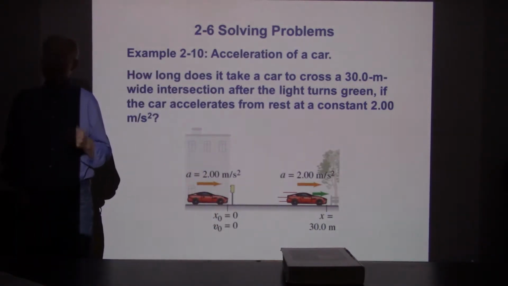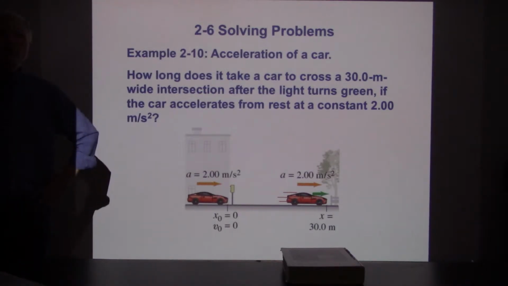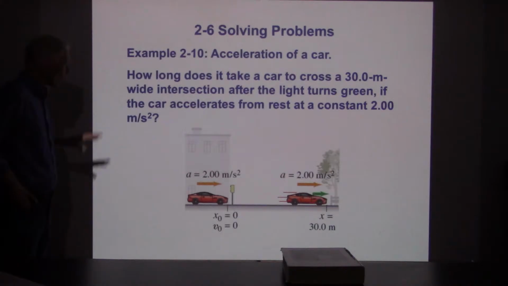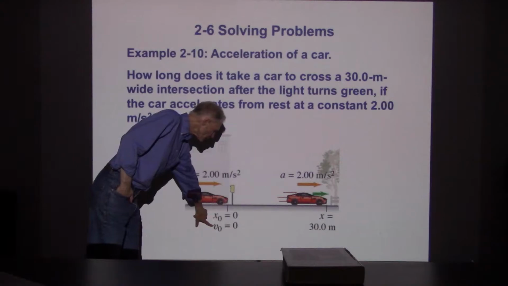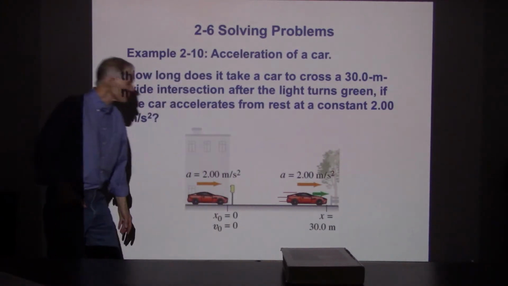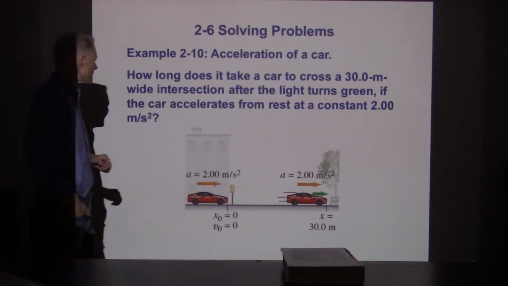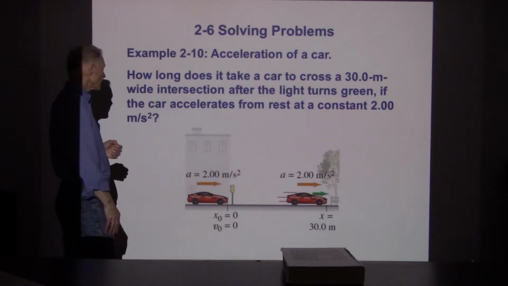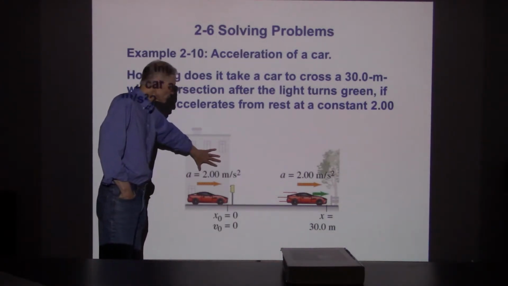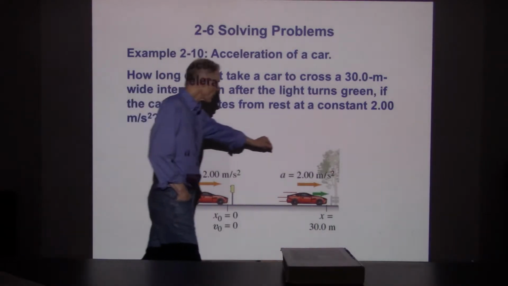So x naught, that's how we say it. The little 0 off to the side, we call that a naught, as in N-O-T. That's how it's pronounced. It just really means a starting number for that variable. So our starting value of displacement, x naught, is 0. Starting value for our velocity, v naught, is also 0. We're starting from rest. Now it says what happens is a light turns green and the car takes off. And it takes off with an acceleration of 2 meters per second squared, and that's a constant value.